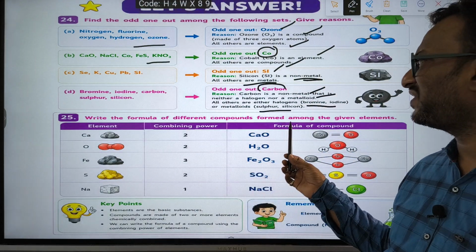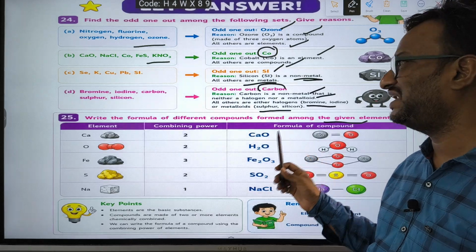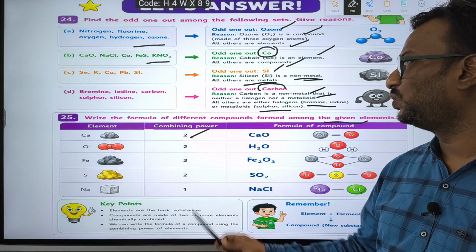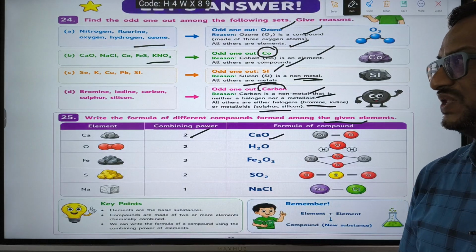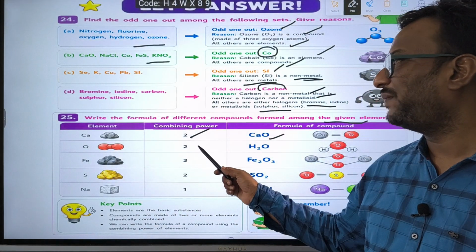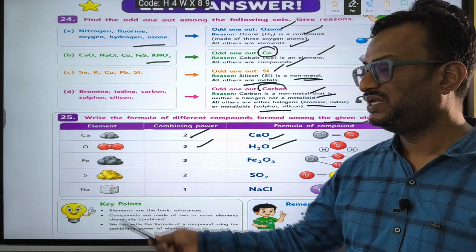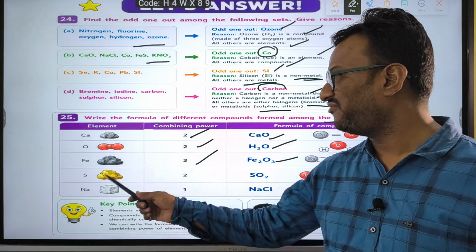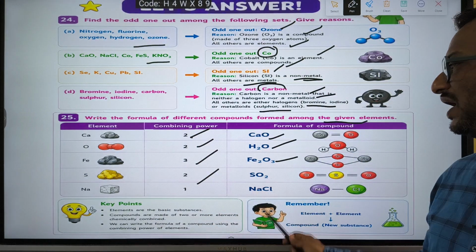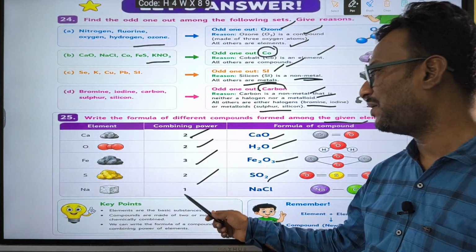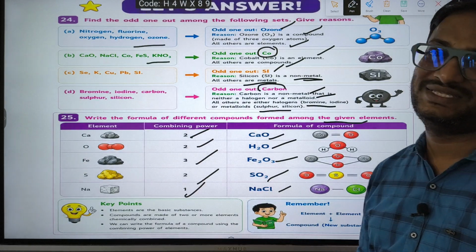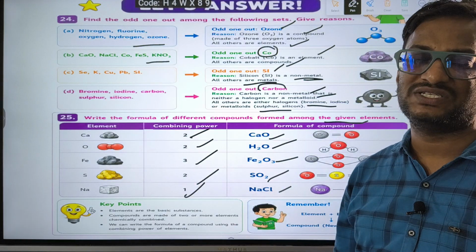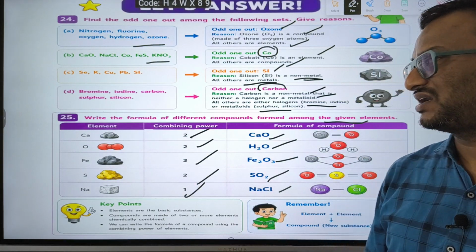Write the formula of different compounds formed among the given elements. Element Ca, combining power is 2, CaO formula. O, combining power is 2, H2O. Fe, combining power is 3, Fe2O3. Sulfur, combining power is 2 and SO2. Na, combining power is 1, that is NaCl. How to write the formula, how we get these combining capacities, everything we will learn in further classes.